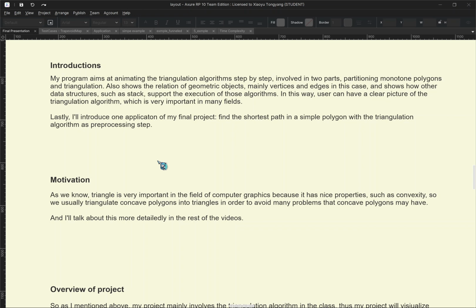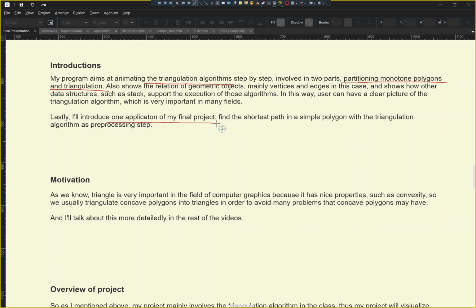So first, let me introduce my final project. In summary, my final project aims at animating the triangulation algorithm we learned in class step by step. So we will have two parts of the algorithm to visualize. The first one is partitioning monotone polygons, and then the triangulation algorithm. In other words, my final project will visualize those two algorithms as well as their pseudocode. Lastly, I will introduce one application of the final project, that is, finding the shortest path in a simple polygon with the triangulation algorithm as a preprocessing step.